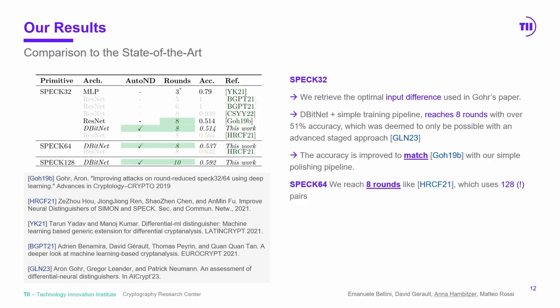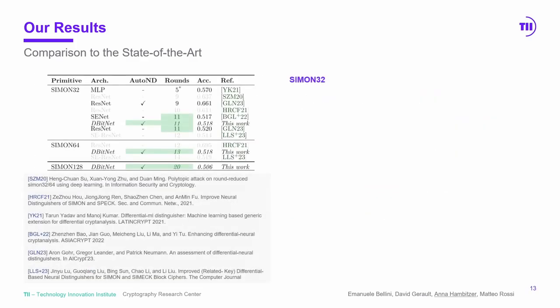For Speck 64, we reach 8 rounds like previous work, but they have used 128 ciphertext pairs. For Speck 128, we have obtained the first 10-round distinguisher. In our work with Simon 32, we achieve similar results as Bao et al., but with a simpler training pipeline.